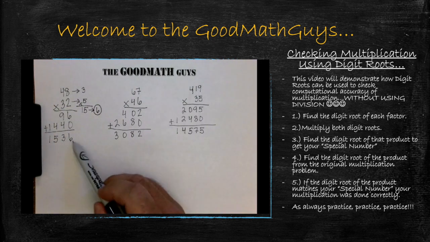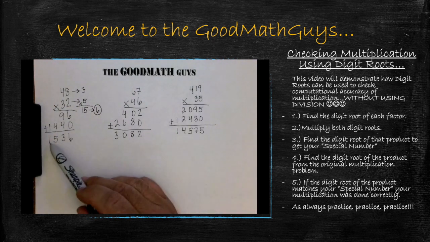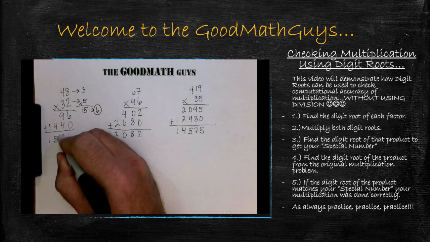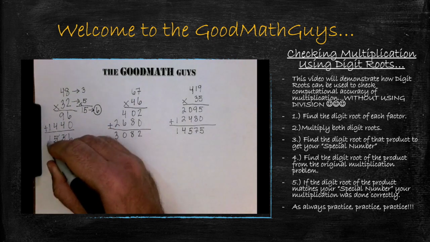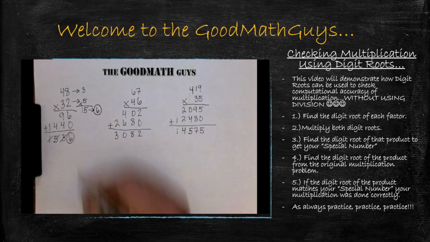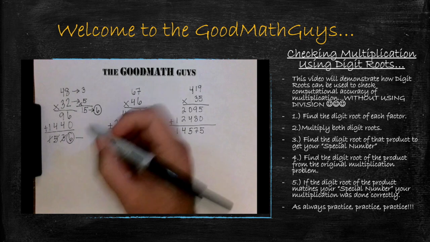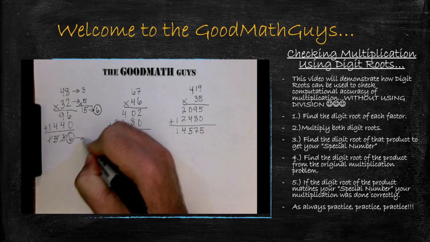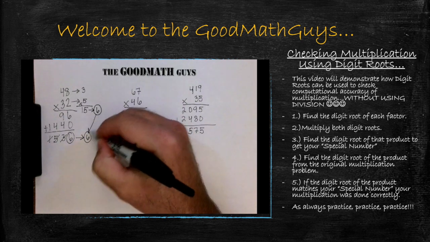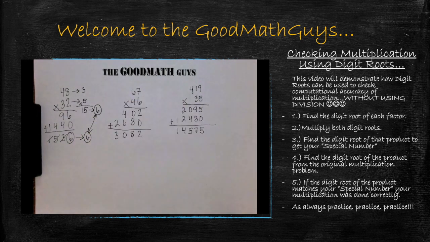You could use the 3 and the 6 here and get rid of these two, leaving you a 1 and a 5. But I prefer to do this 5 plus this 3 plus this 1 to get that 9, leaving only this 6. So the digit root of 1,536 is 6. And again, since this magic number here matches, we can safely say that our multiplication here was done correctly. Let's move on over here to the second example.